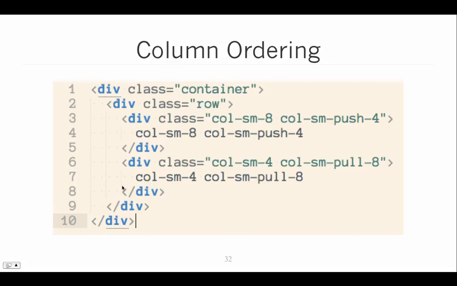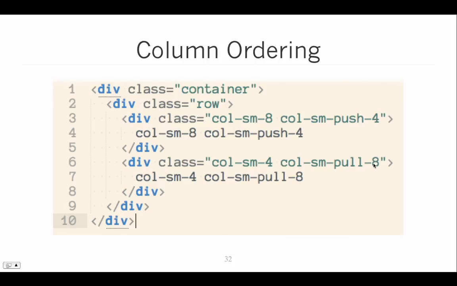And then you would expect that this next column sitting on the bottom here with the class of sm-4 would be all the way over to the far right, taking up only 1/3 of the space. Now we've actually adjusted the order that these appear in by using push-4. So here we have column-sm-push-4. So it's taking these 8 units here and pushing it over to the right 4. And then we've also pulled on this 4 and we've pulled it over 8.